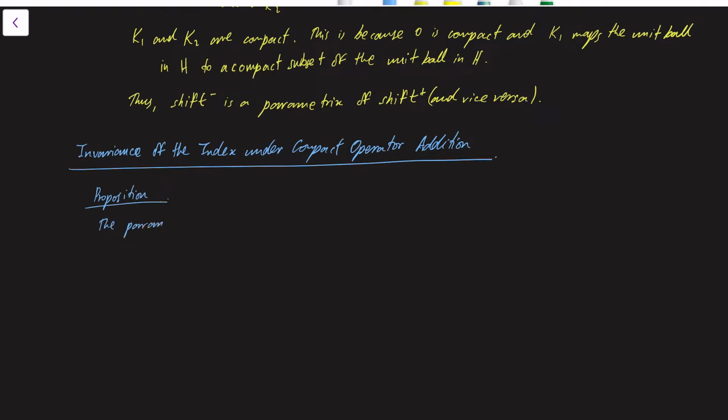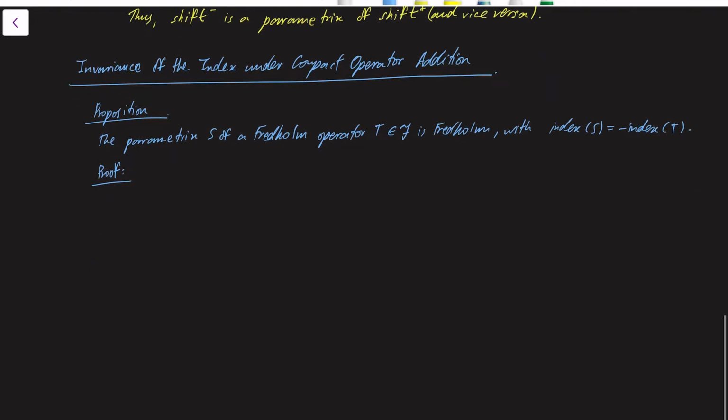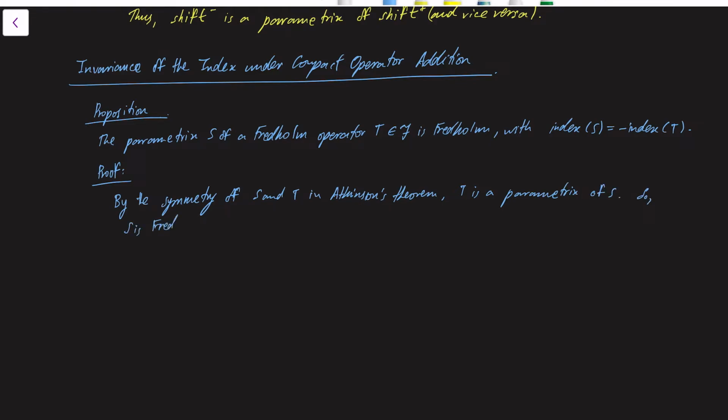The proposition is that the parametrix S of an operator, a Fredholm operator, T, is also Fredholm, and in fact it has index negative the index of T. The proof for this notes that the symmetry of Atkinson's theorem gives us that if S is a parametrix of T, then T is also a parametrix of S. That means S is Fredholm by Atkinson's theorem.